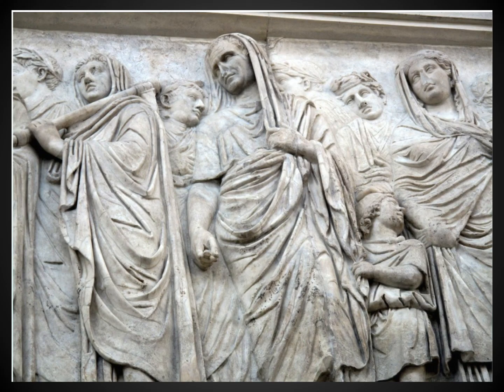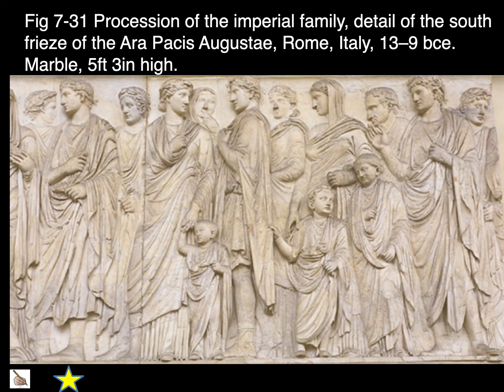Here's a detailed image. Procession of the imperial family from the altar of the Augustan Peace. Here you can see recognized individuals, including children. This demonstrates that Augustus promoted marriage and childbearing.